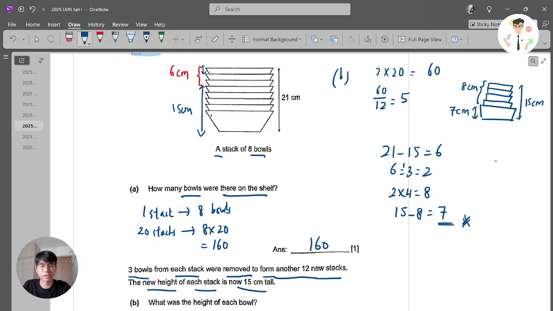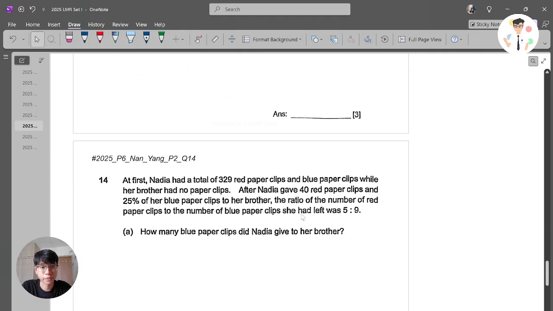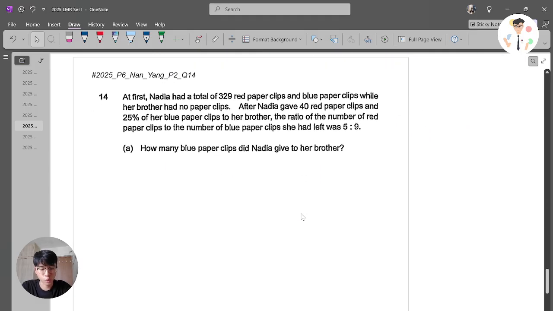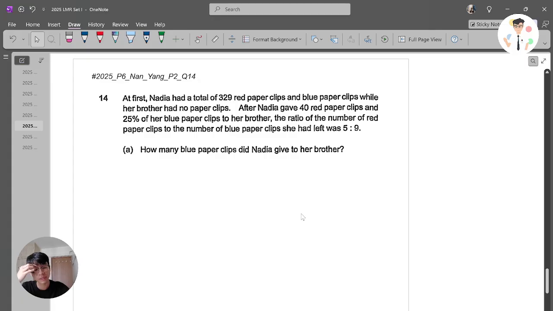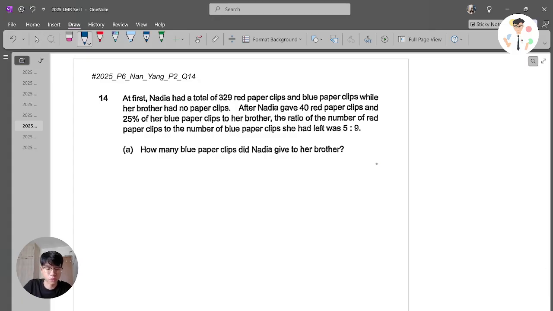So nothing tricky for this question, okay? It's just that you need to kind of know how to compare this and that. Okay? So let's continue with our next question. Our next question will be from Nanyang paper 2, question 14. Okay, our last question for the day. So let's look at this question.